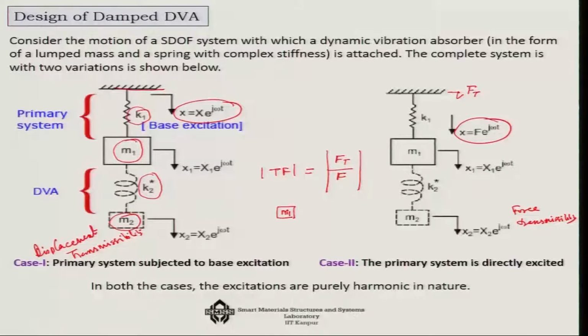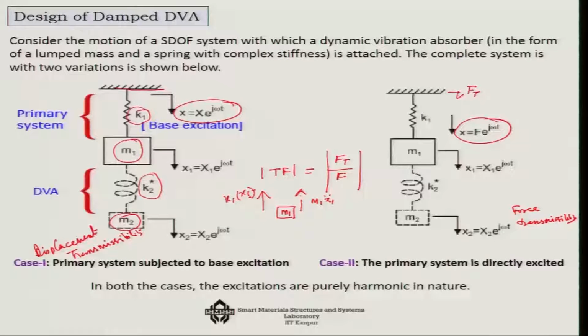So, m 1, if I look at it, then what are the forces working on m 1? These are the forces that we can see. m 1 x 1 double dot, that is what you call the inertia force, and then you also have the k 1 x 1 part itself. This is fixed, of course.